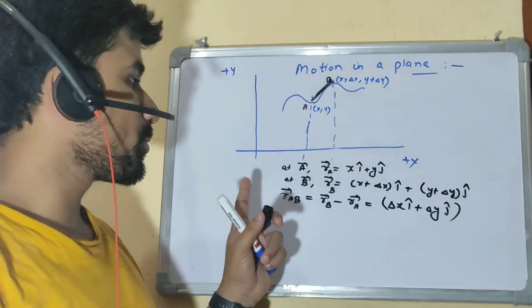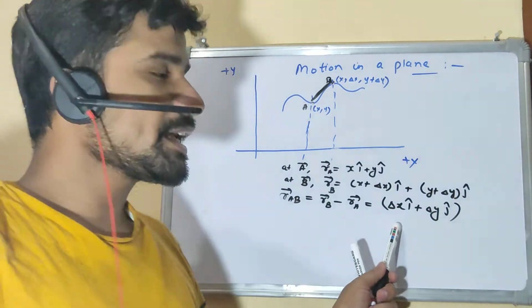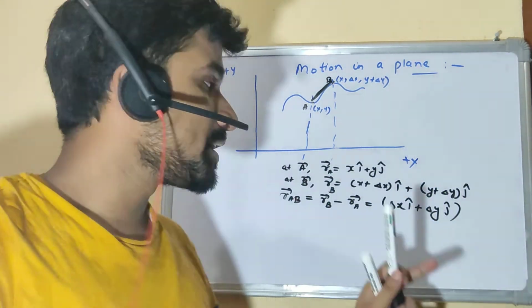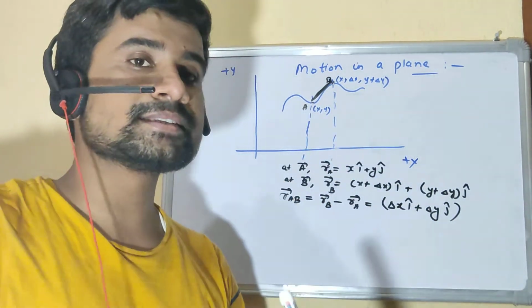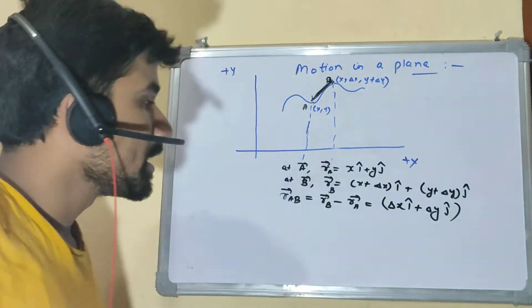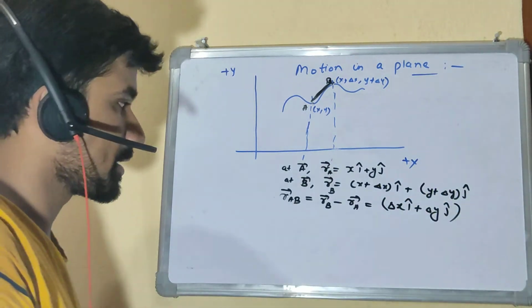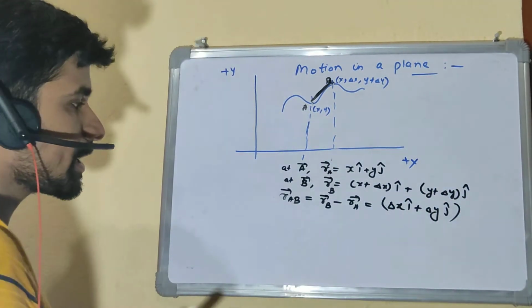So this is my position vector, or the final displacement, which is delta x i cap plus delta y j cap. Delta x is the displacement along the x-axis and delta y is the displacement along the y-axis. Now this is how we talked about displacement. If we talk about velocity, how will velocity look?